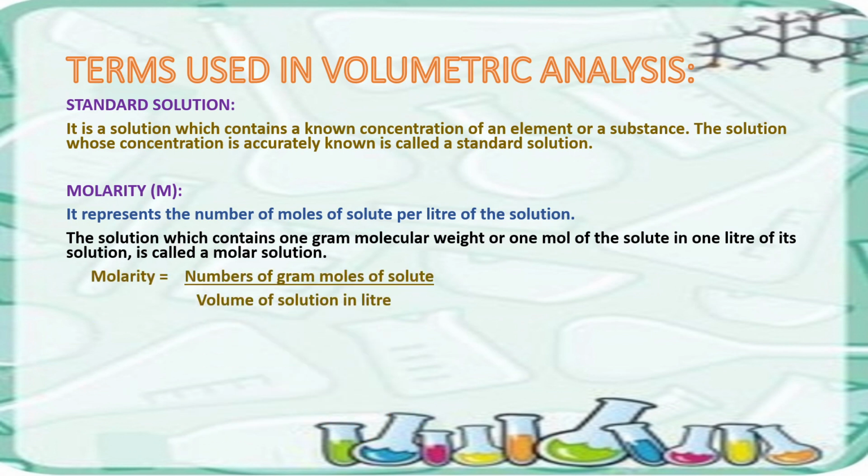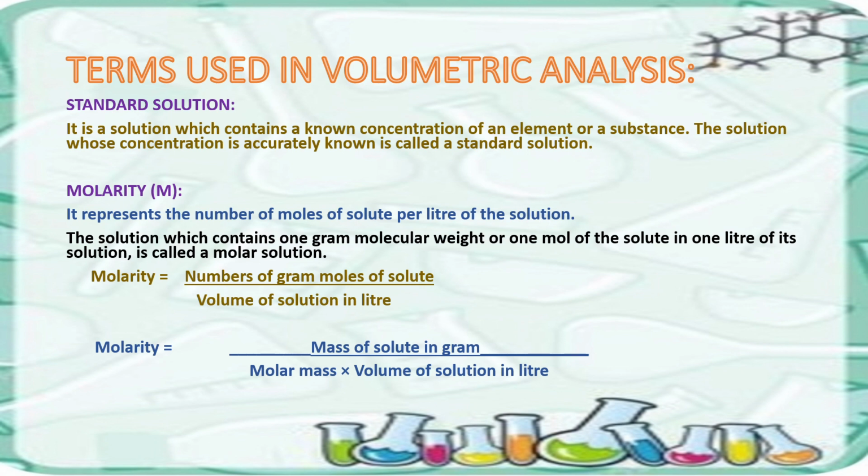So molarity is equal to the number of gram moles of solute divided by the volume of solution in liters. Thus, molarity is equal to the mass of the solute in grams upon molar mass into volume of solution in liters. 1 molar solution means 1 mole of solute per liter of solution.